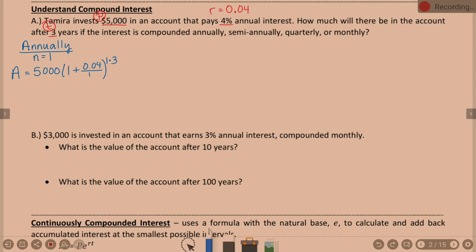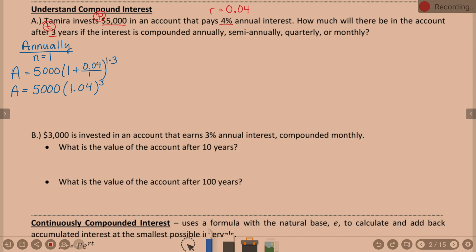Okay, there's your equation. Now, I like to clean this up a little bit before I put it into my calculator. In that, I like to clean up the parentheses and the exponent. So this is 5,000. Now, the 1 makes this one easy. What is 0.04 divided by 1? 0.04 plus 1. This is going to be 1.04, raised to the power of, what's 1 times 3? 3.